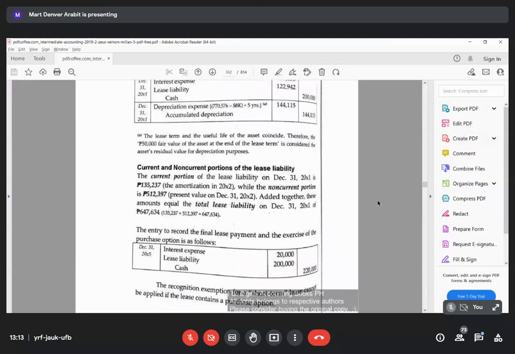So the recognition exemption of a short-term lease cannot be applied if a lease contains a purchase option.